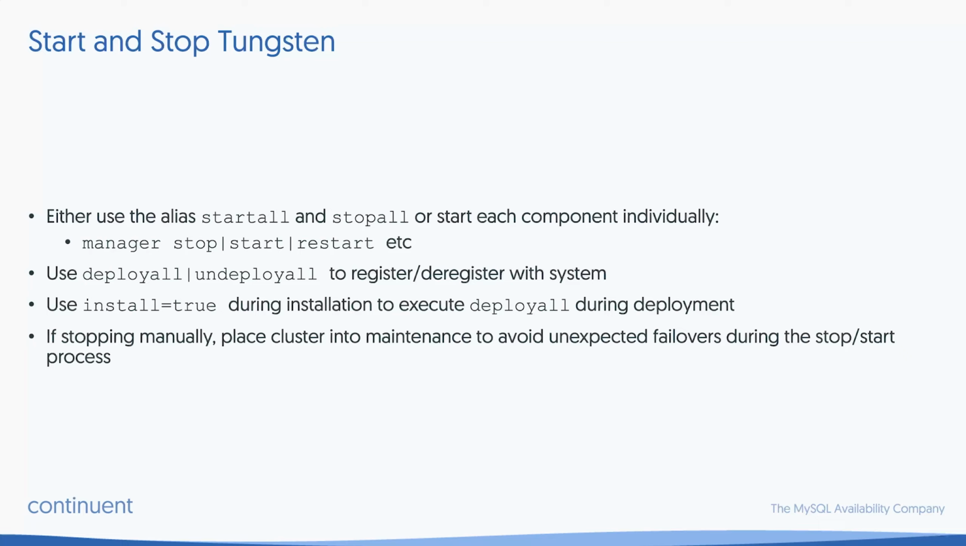When it comes to registering or deregistering components with system or systemctl, you use the deploy all and undeploy all commands and then follow the on-screen prompts. During installation, if you want to automatically execute the deploy all, make sure that you set the flag install equals true. This simplifies the deployment process and will ensure that if any of your hosts reboots unexpectedly, the Tungsten software will automatically restart. Finally, if you're stopping components manually, it's important to place the cluster into maintenance mode. This helps prevent any unexpected failovers during the start or stop process.